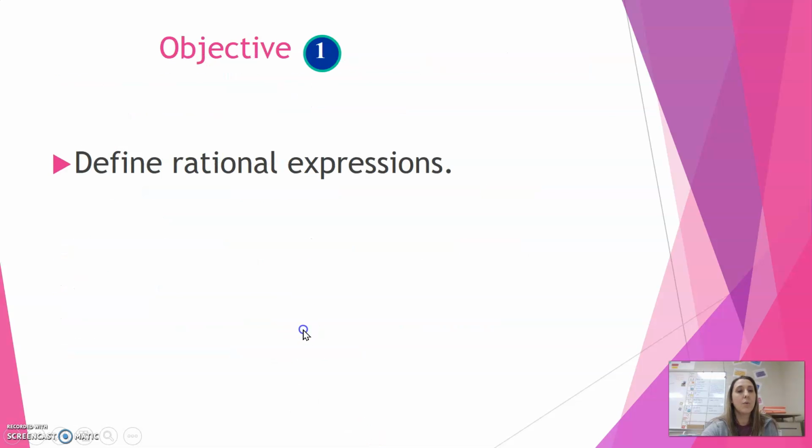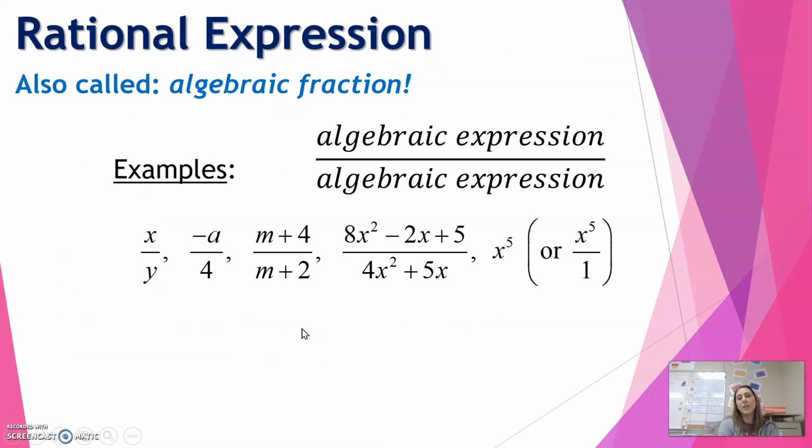Okay, so we're going to define it. So honestly, in your notes, what you need to write down is that a rational expression is called an algebraic fraction. It really could be any one of these. Here's a list of examples. We've got x over y. We've got negative a over 4. We've got two binomials, so n plus 4 over n plus 2. We've got two polynomials, so 8x squared minus 2x plus 5 divided by 4x squared plus 5x.